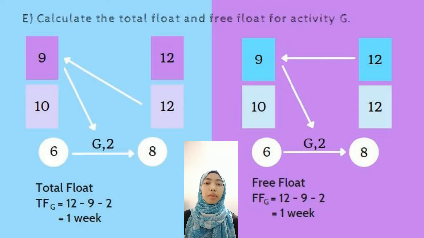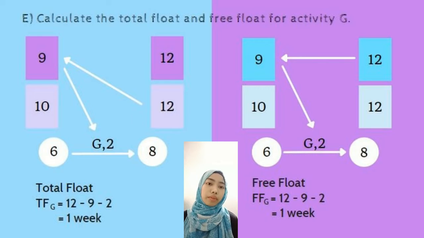Now, I will present question 2E. The question is calculating the total float and free float for activity G. Activity G is from event 6 to event 8. Event 6 has EET equal to 9 and LET equal to 10, while event 8 has EET equal to 12 and LET equal to 12. Therefore, the calculation of total float or TF for activity G is LET of event 8 minus EET of event 6 minus the duration of activity G, which is 2, so it will be 12 minus 9 minus 2 equal to 1 week. So the total float for activity G is 1 week.